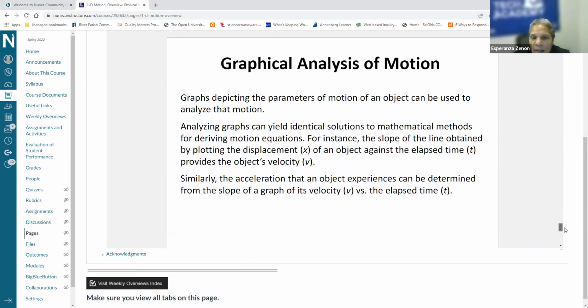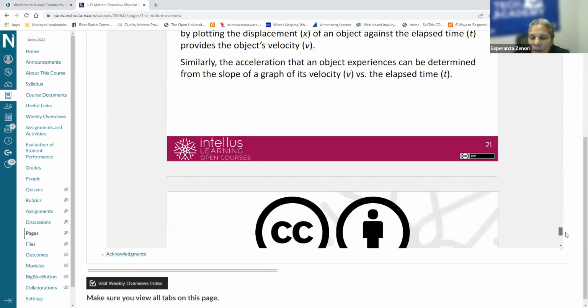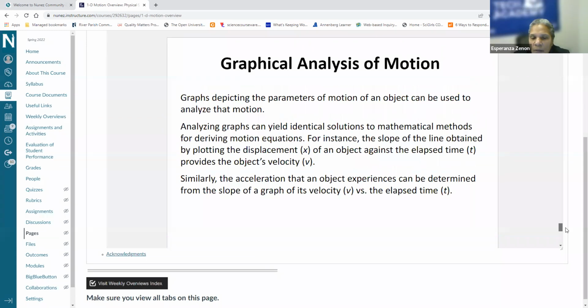Now, graphical analysis of motion, we're going to get to that on Thursday. We'll talk about that on Thursday. We'll also solve some problems that deal with 1D motion. And we'll watch a video that discusses this whole graphical motion piece.